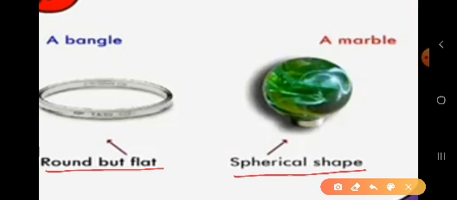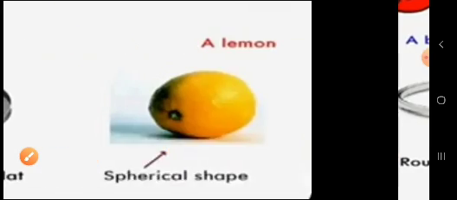Can you see the difference between both the shapes, children? What is spherical and what is round but flat? So the bangle is round but flat and the marble is spherical in shape. Let us see the third one.